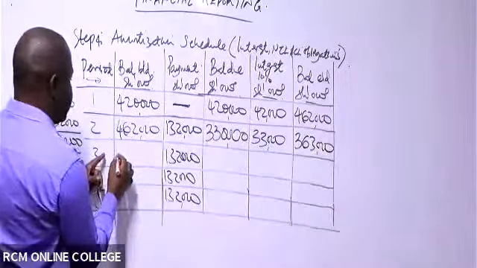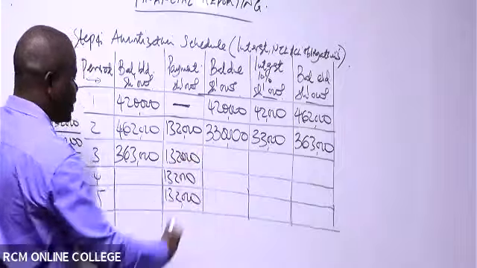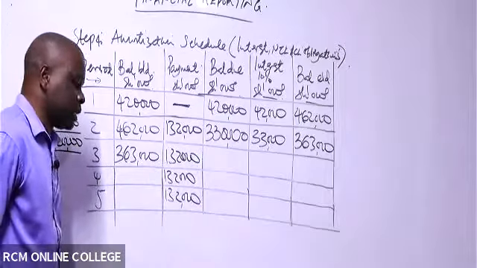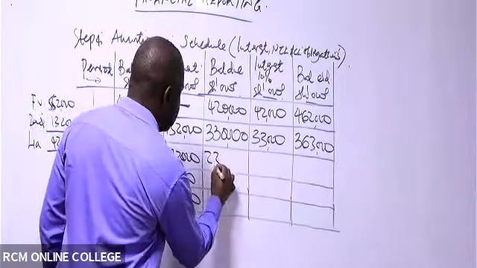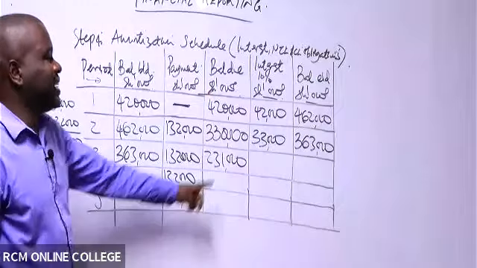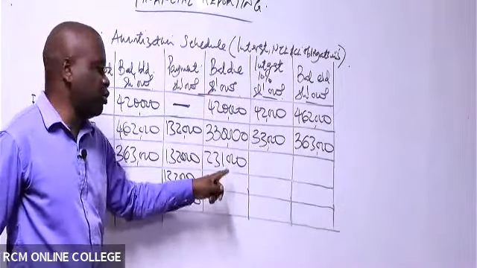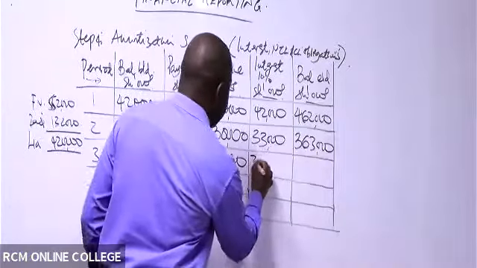You open again the next year with 363,000 of that liability. You pay immediately 132,000 on it. You will remain with what? 231,000. You place interest on it. It's like a loan. You place interest on it. It should be 23,100.